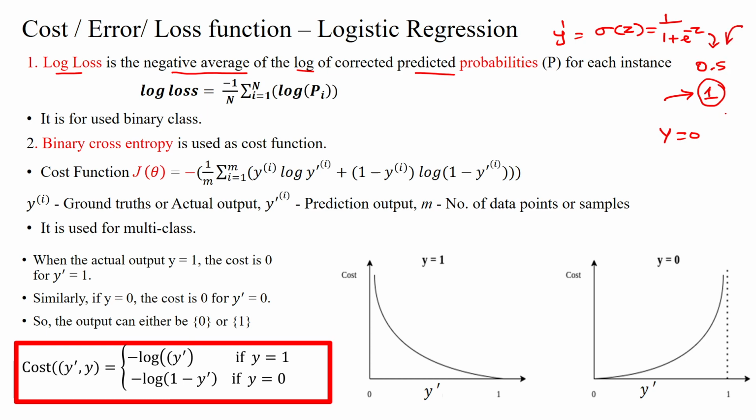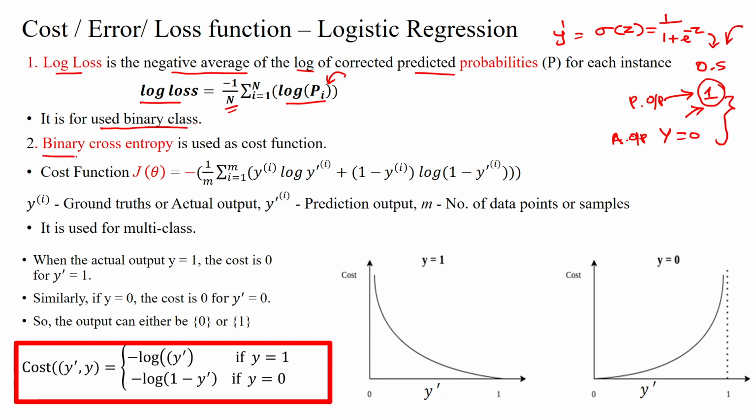But if the actual output is 0, then this is misclassified by our logistic regression model. So if there is an error, how do we come to know whether it is perfect or an error? By applying the log loss function, we can calculate the difference between the actual output y and the predicted output y dash. This is done using the log loss function: minus 1 by number of samples n, summation of i equal to 1 to n of log of predicted value pi.